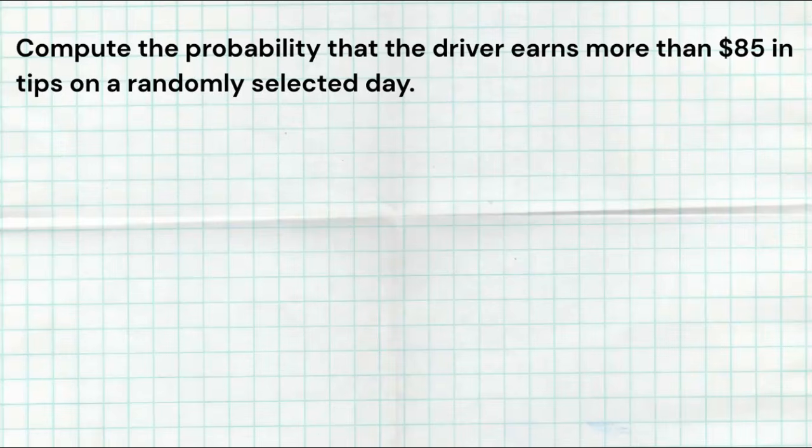All right, next question says, compute the probability that a driver earns more than $85 in tips in a randomly selected day. So now we're talking about a total. It doesn't say morning or afternoon. This is just our total. So we're trying to find the probability that the total is more than $85. All right, so the process here is going to be to calculate the z-score for 85, so we see where it fits on a normal distribution. And then we can use a calculator, t-tables, z-tables, to find the actual probability that we are above that z-score.